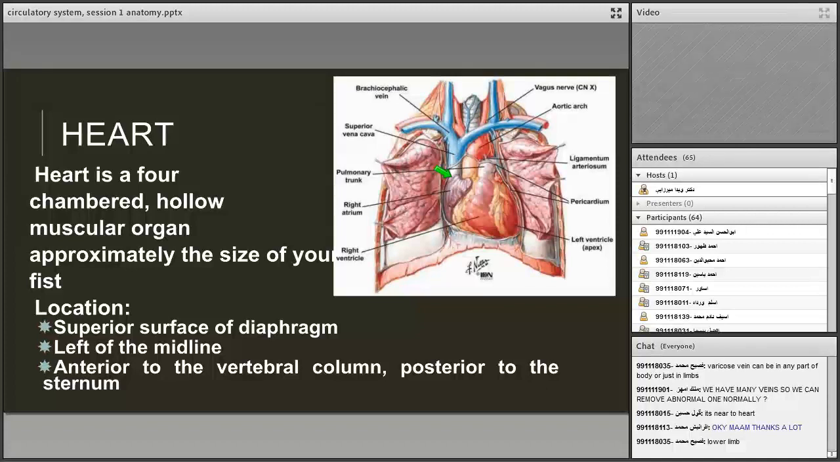Yes, lower limb. Okay. Any other question about the valves?